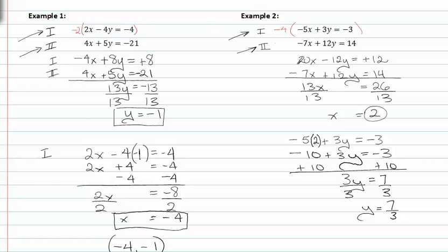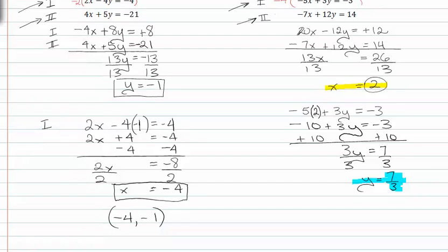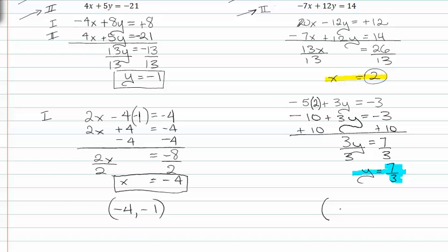So now I have the value for x and the value for y, and I can write my coordinate point as 2, 7/3.